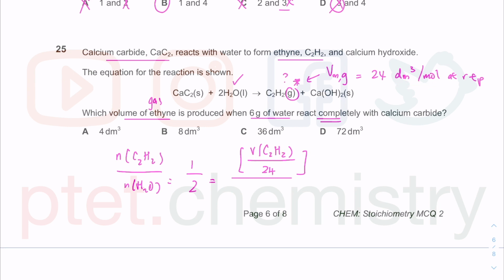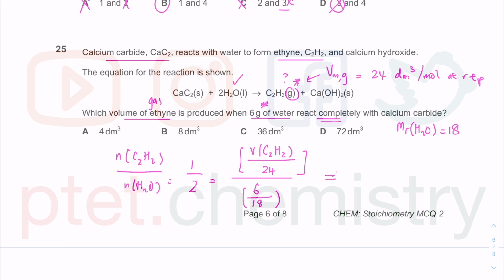At the bottom is the mass of water, so I have to use the Mr of water. There is 2 plus 16, so it's 18. So there's 6 grams of water divided by 18, because that is your mass over your Mr. Anyway, I'll rub that out. Again, I run out of space at the bottom there.